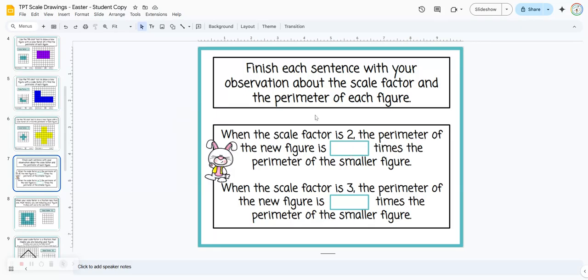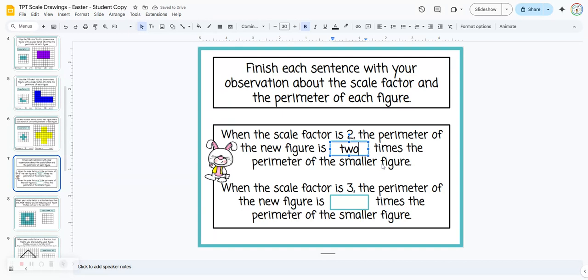Now, we have a little recap on slide 7. When the scale factor is 2, the perimeter of the new figure is, and they're just going to type in 2, is 2 times the perimeter of the smaller figure. When a scale factor is 3, the perimeter of the new figure is 3 times the perimeter of the smaller figure.